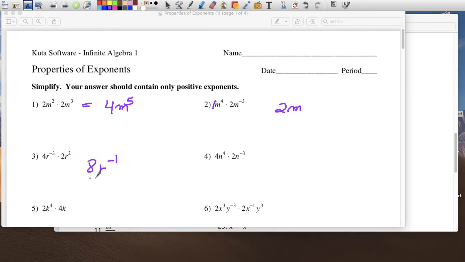Although there's nothing wrong with this, I want to change it so that I don't have to deal with any negative exponents. So the 8 I'm going to keep, and the r I'm going to put in the denominator, and that has an exponent of positive 1, right? Which I don't honestly need. So my final answer should look like this. Again, we're multiplying. 4 times 2 is 8, and then n, 4 plus negative 3 is negative 1. That's my final answer. That's pretty simple.